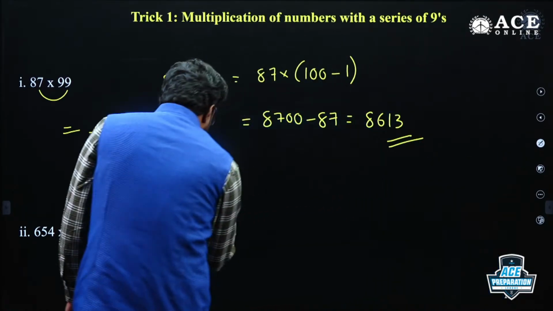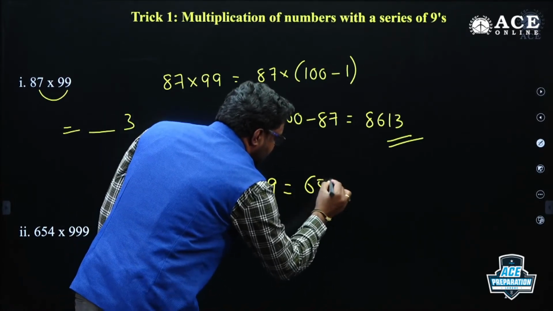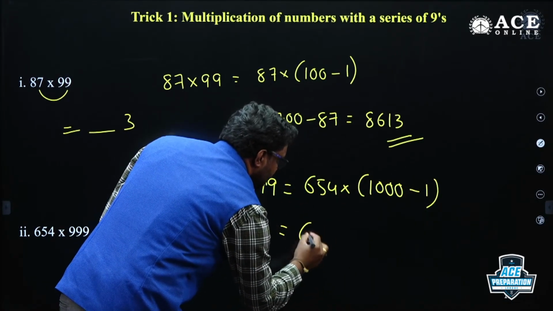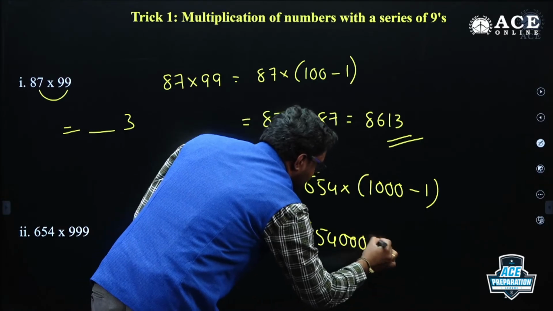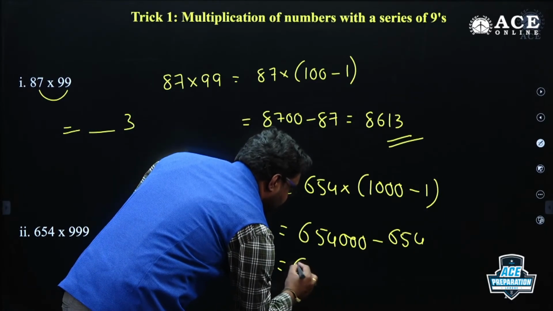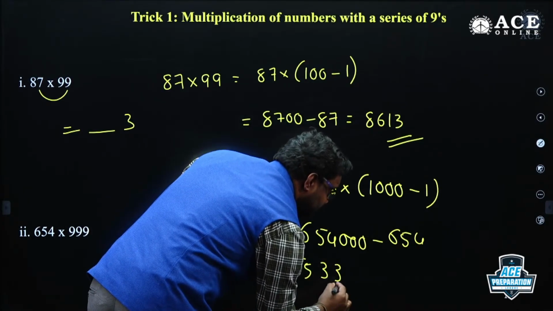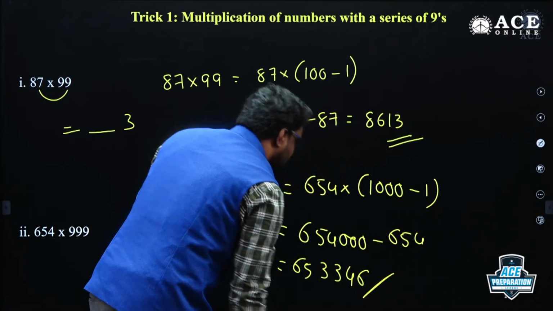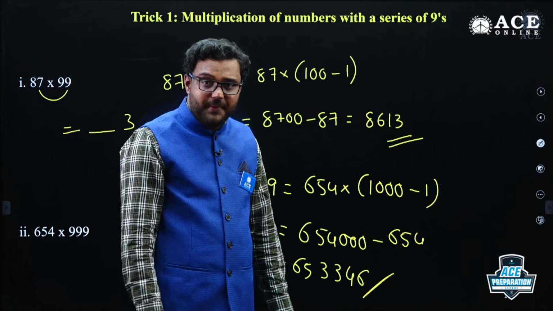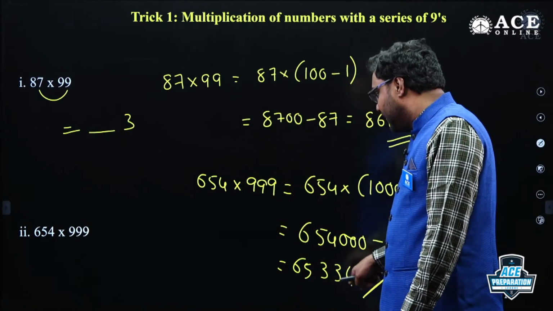Okay, 654 into 999. This can be written as 1000 minus 1. So this is 654,000 minus 654. You have to subtract. So what will you get? 653,346. If you see this, my dear friends, 653,346 will be obtained when you multiply 654 with 999.